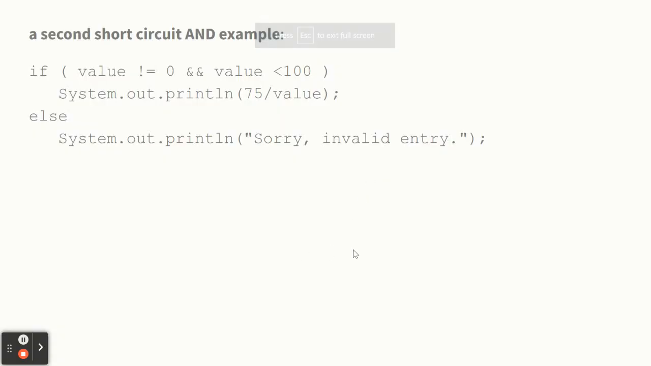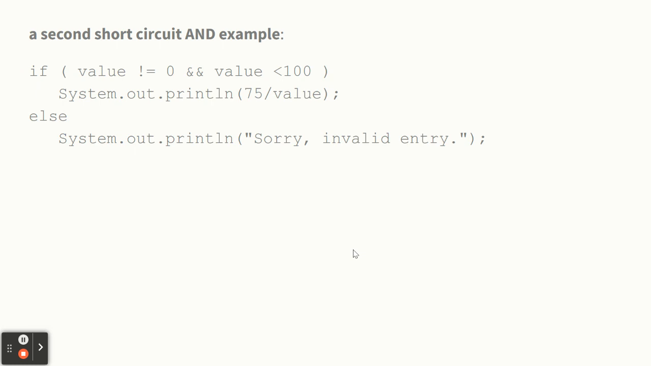Why would this be handy with short circuit evaluation? Someone tell me in English what this thing is going to do. Let's just say the user is entering some variable value, and we're going to divide 75 by that number. Why would I do it this way? Yes? So it's like if the value isn't 0 and the value is less than 100, then you can divide 75 by the value. That's what it's doing. Well, what happens if you divide by 0 on a computer? It's going to crash. It's a divide by 0 exception error.